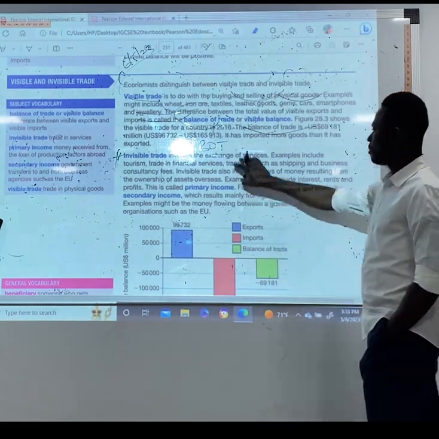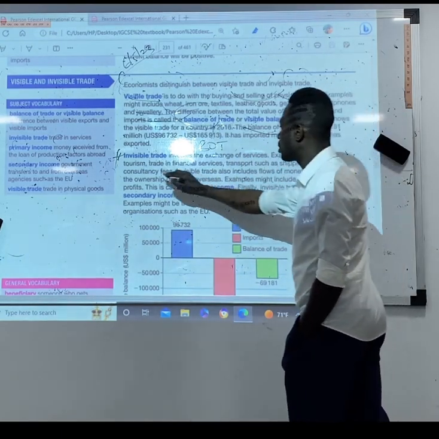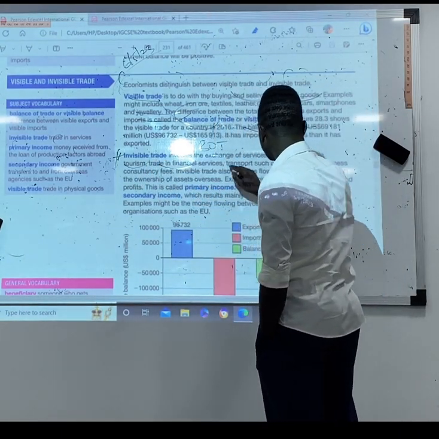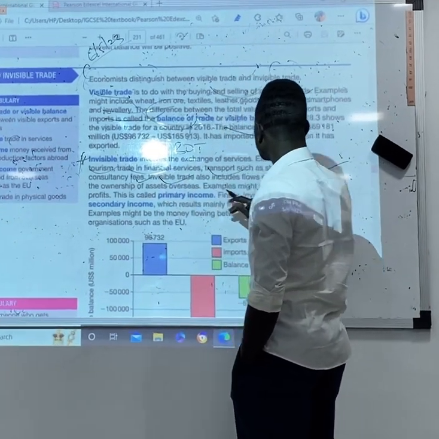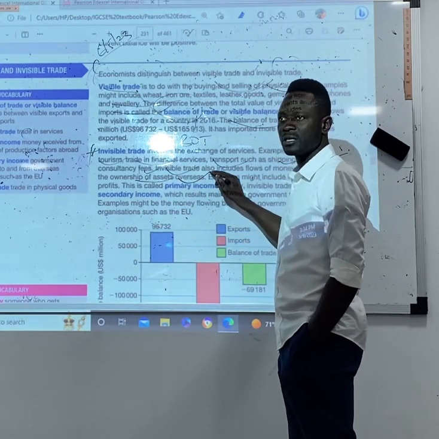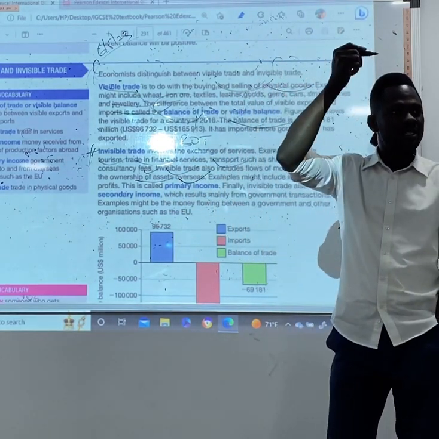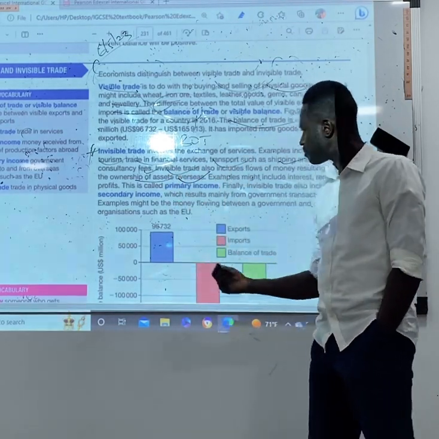We'll move on. So here it says invisible trade involves the exchange of services. Examples include tourism, trade in financial services, transport, shipping, and business consultancy fees. Invisible trade also includes flows of money resulting from the ownership of assets overseas. So when you have assets overseas, money flows in as a return. It is invisible.